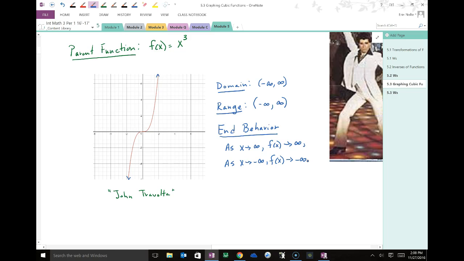The thing that's kind of cool about these John Travolta functions is that the domain and the range are always going to stay the same. It doesn't have any max or min, so we don't ever have to find a vertex specifically.